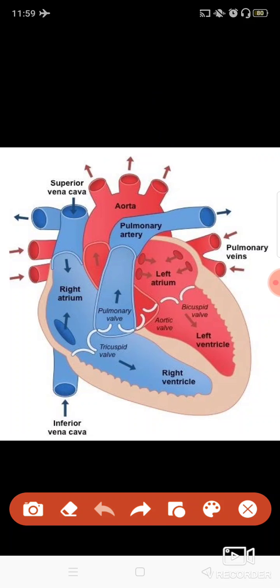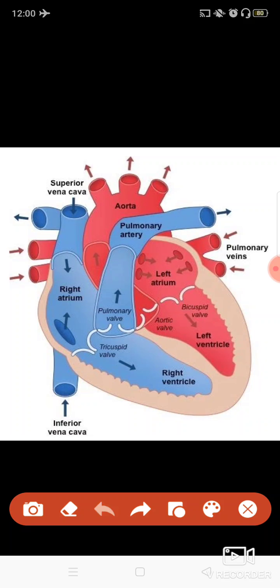That pure blood, or the oxygenated blood, will be brought to the heart by the pulmonary veins. These are the pulmonary veins, from left side to right side. They will carry the pure or oxygenated blood to the left atrium. Then once the left atrium is filled completely, it will push the bicuspid valve, or the mitral valve, and the blood will come to the left ventricle.